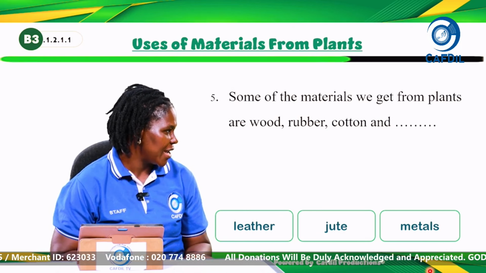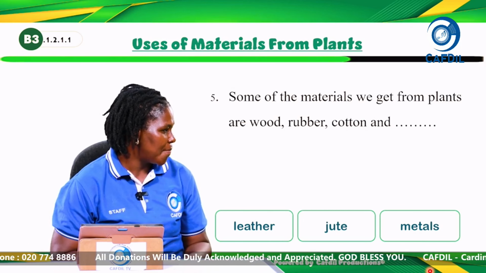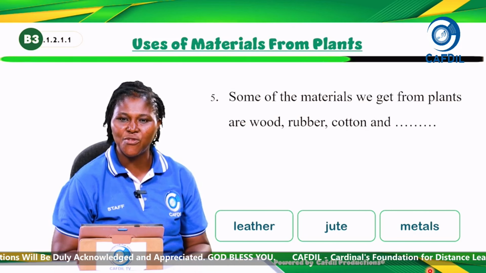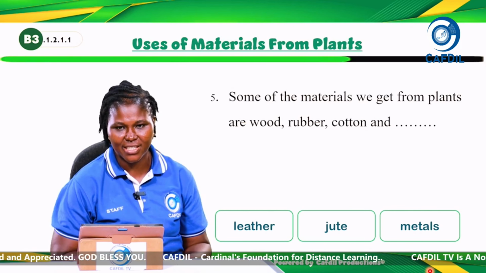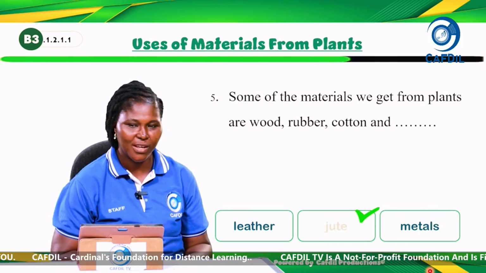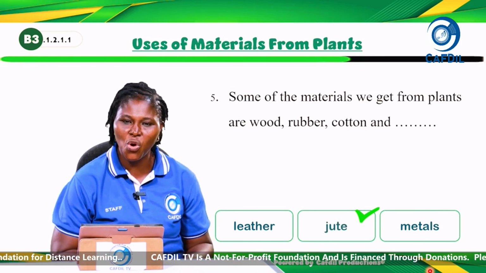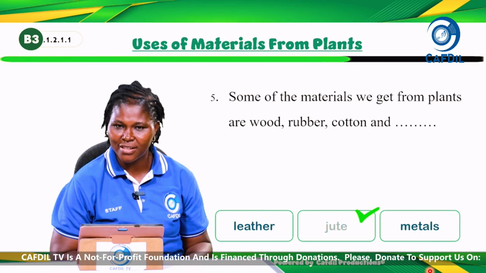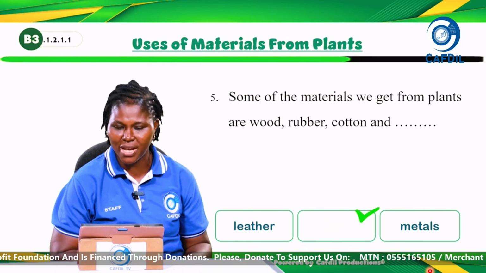Good. We have 5. Some of the materials we get from plants are wood, rubber, cotton, and dash. Jute. Good. You have done very, very well. I hope you followed the lesson. Now you know the things we get from plants: paper, wood, rubber, cotton. We get all from plants.